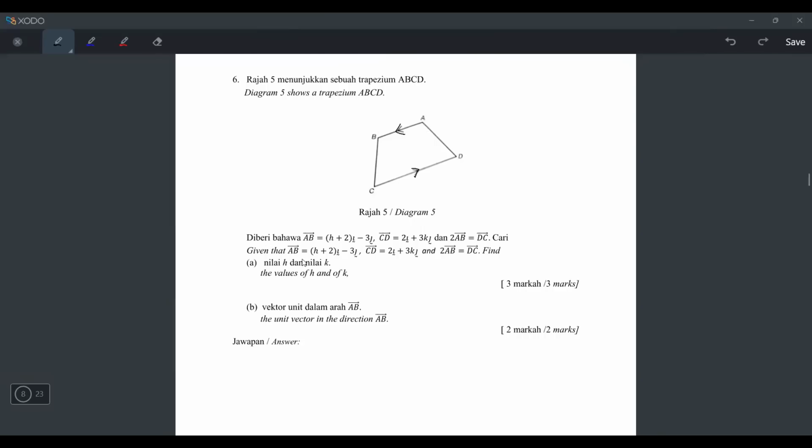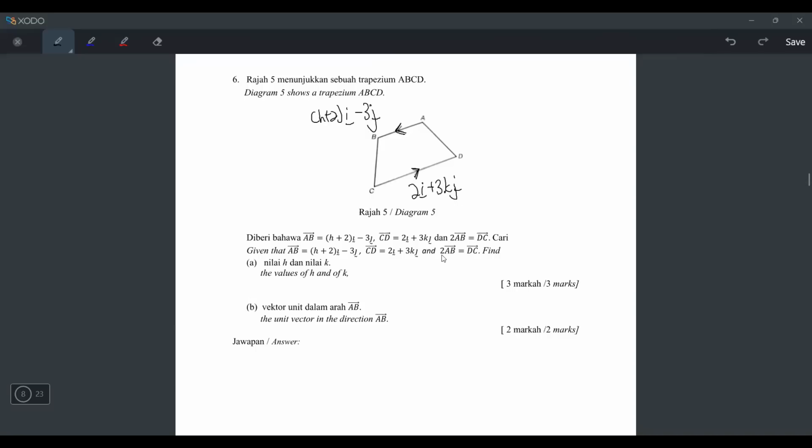Given that vector, okay, so which chapter is this? Vector lah. So vector AB is h plus 2i minus 3j. A to B, so the arrow they drew for us is already in the correct direction. You also need to know this is a coordinate vector because everything is in i and j. And vector CD is 2i plus 3kj, so the arrow has to point towards the 2i plus 3kj.